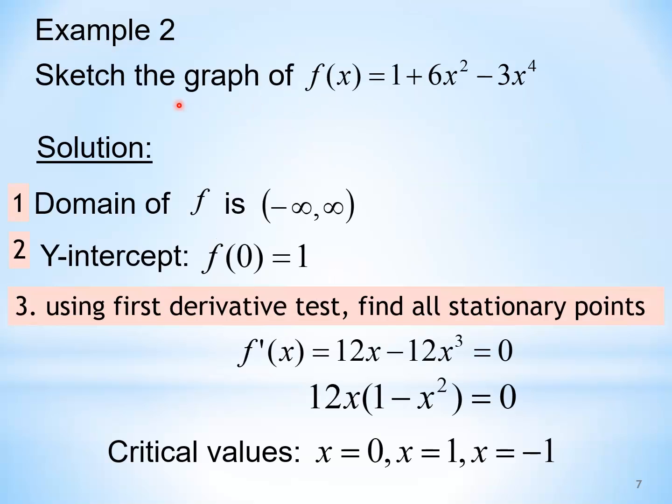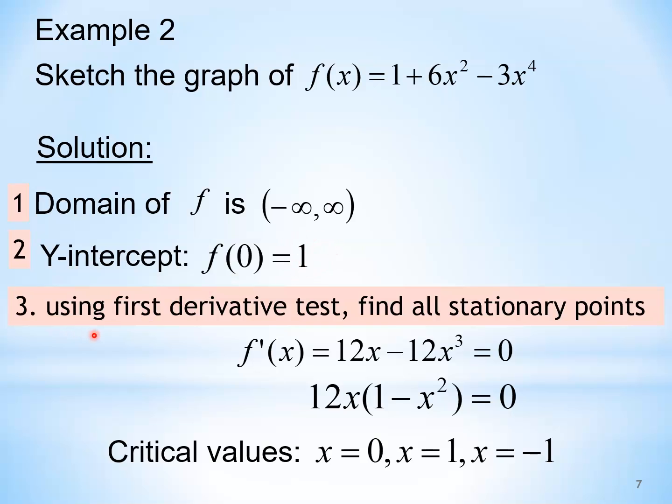Example 2: sketch the graph of this polynomial function. First, you're going to obtain the domain. Again, the domain for a polynomial function, of course, starts from negative infinity until infinity. Then the second step is to find the y-intercept, pintasan paksi y, which means your x value equals 0. So when your x value equals 0, your y equals 1.